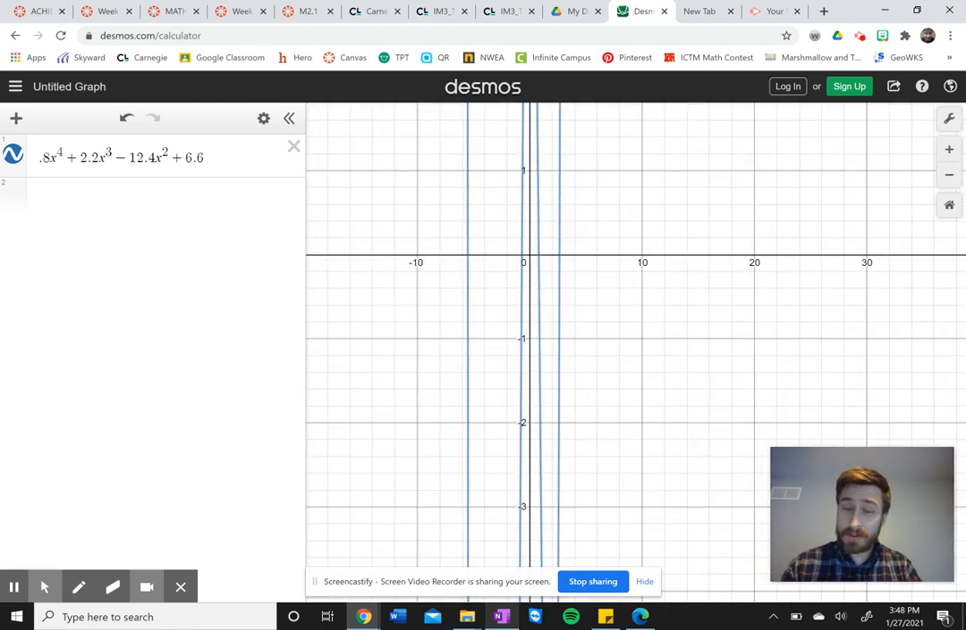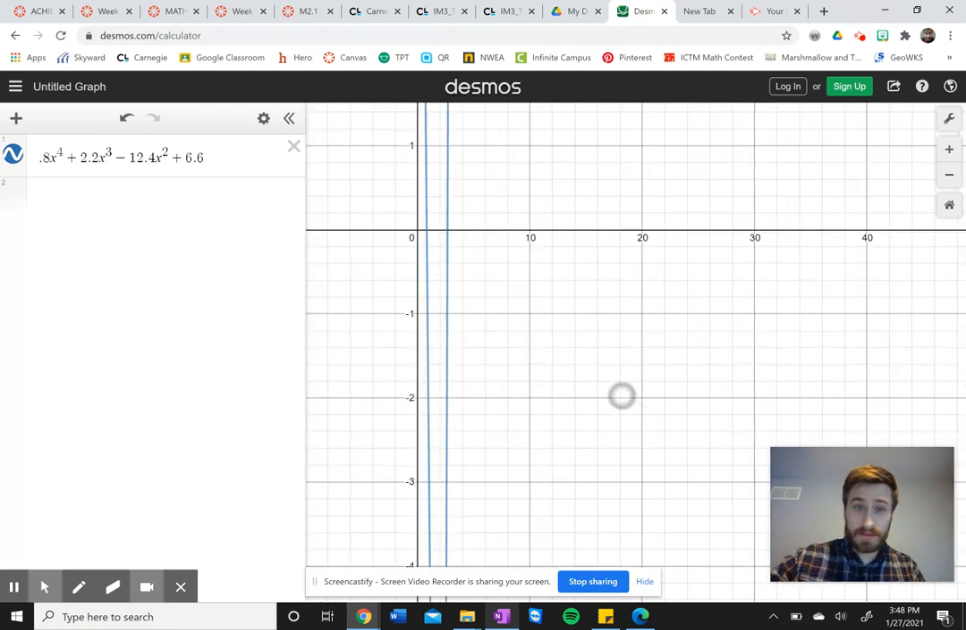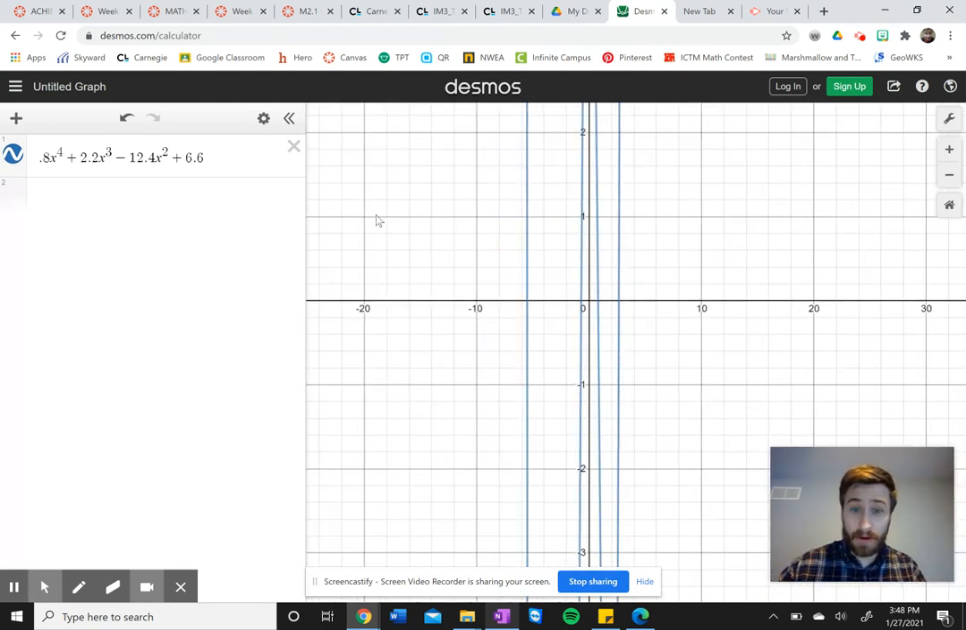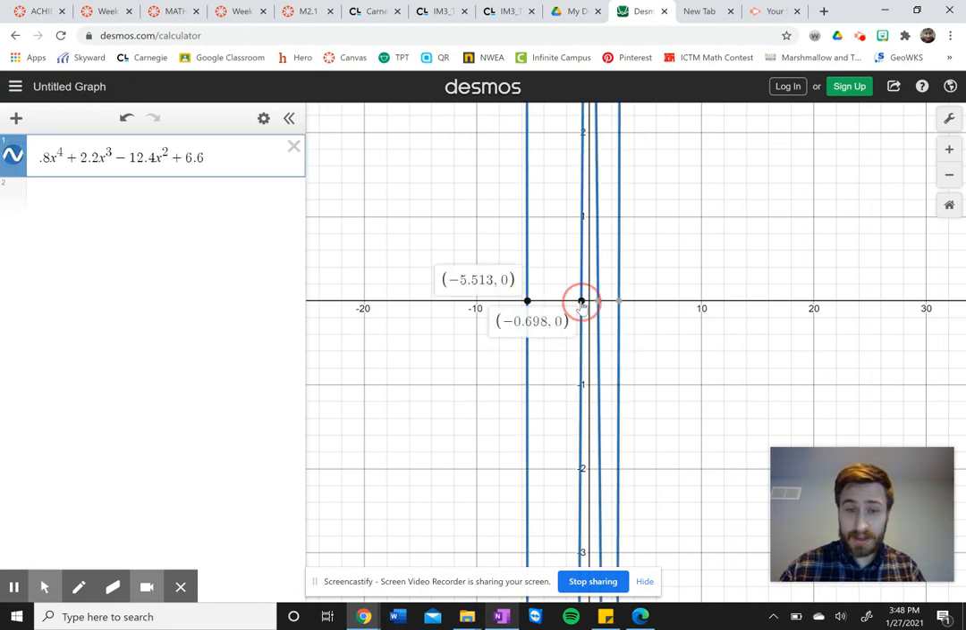I'm going to actually have a couple solutions, which makes sense. There's 4 zeros. So the key points here are always the zeros. Desmos is nice because you can click. I get negative 5.513, 0.698, 0.808, and 2.652. So let's go ahead and make sense of these numbers.